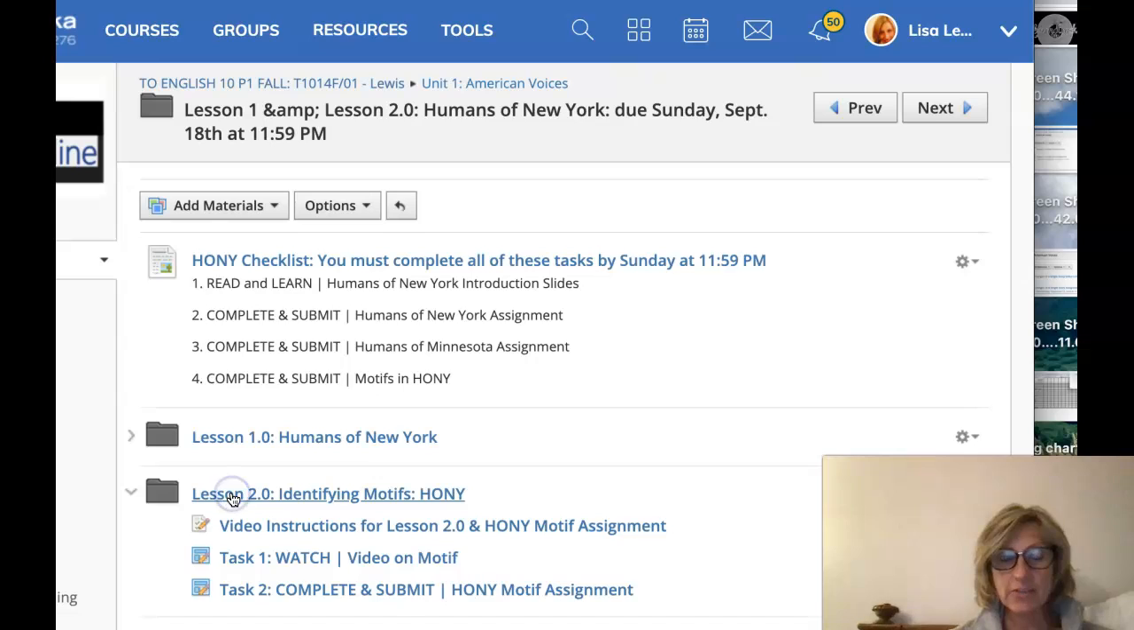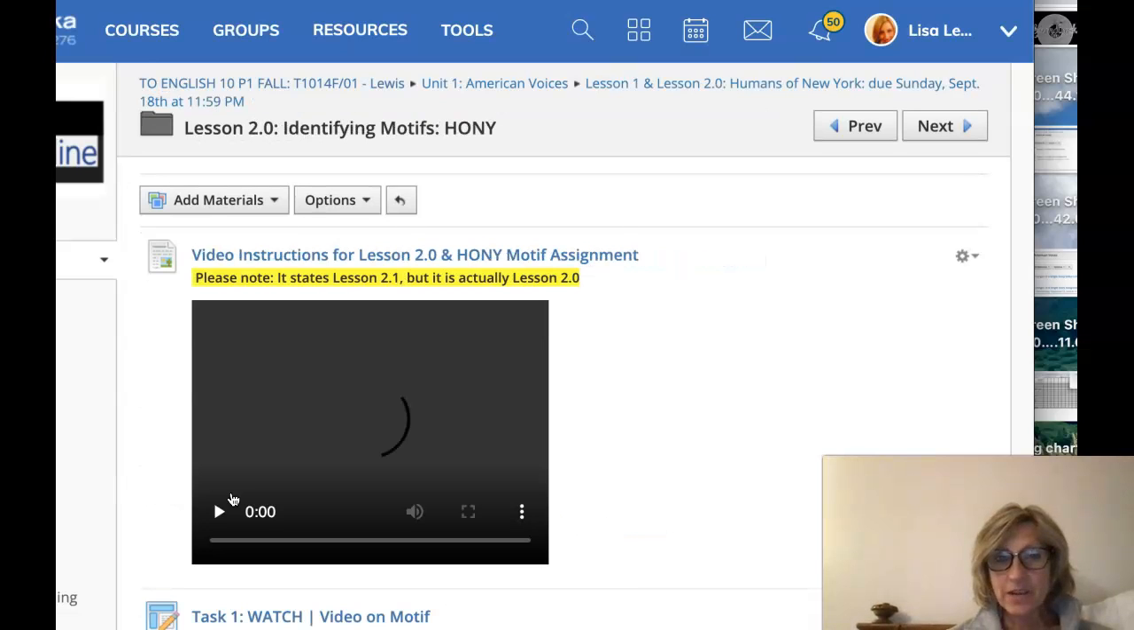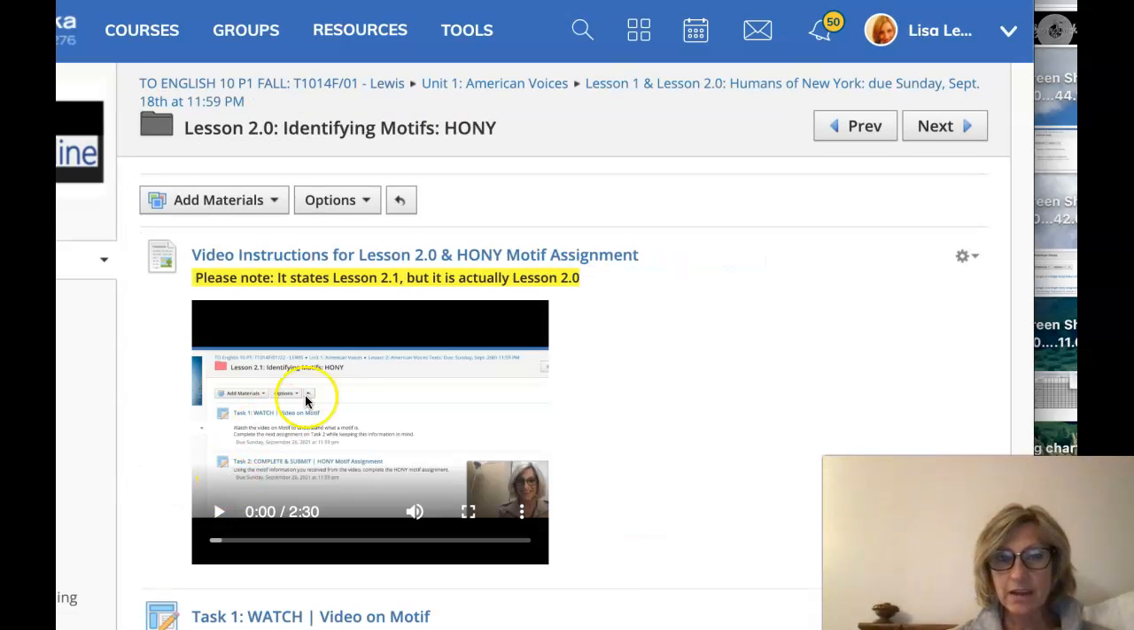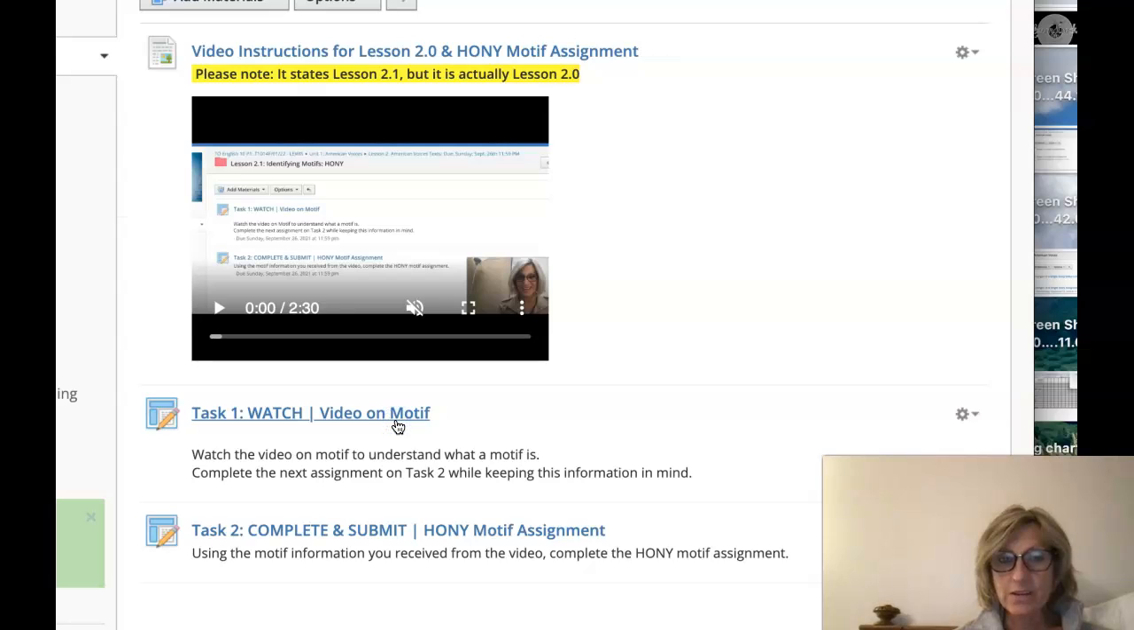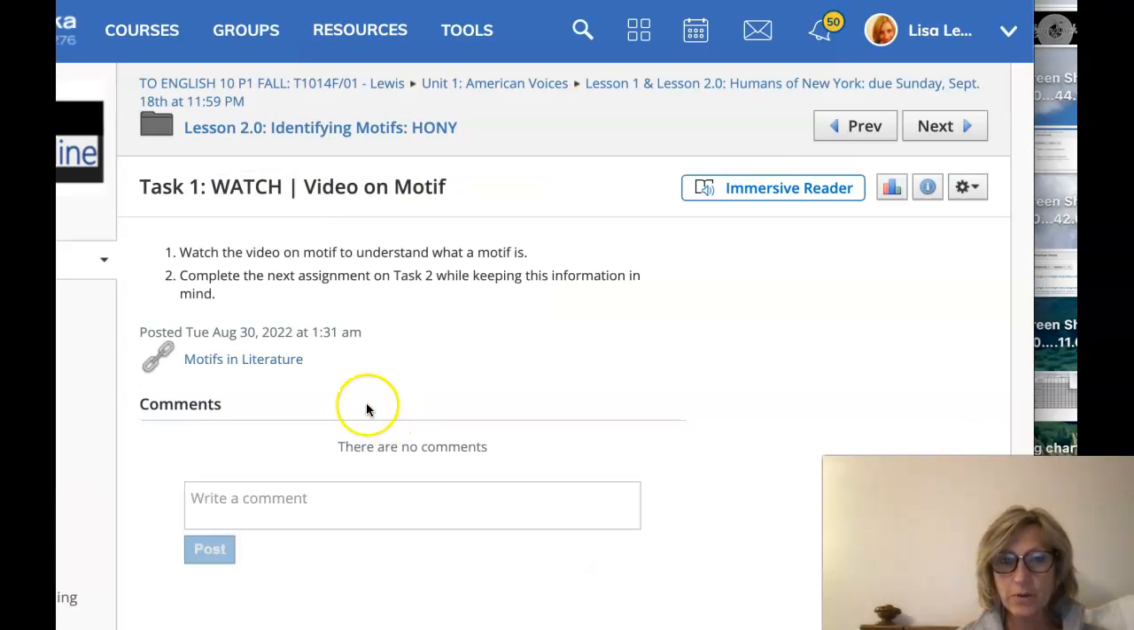Lesson 2 is taking it further to identifying motifs, and there is a video there explaining that, and it's from last year, so I had titled it 2.1 last year, but just note that it's 2.0. The due dates might be a little different, but it's the same video and same assignment. So watch that video. It explains what to do. You then watch another video on what motif is in literature.